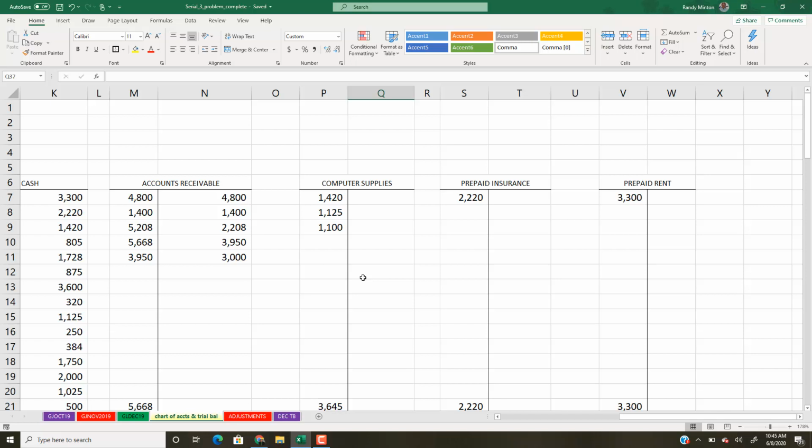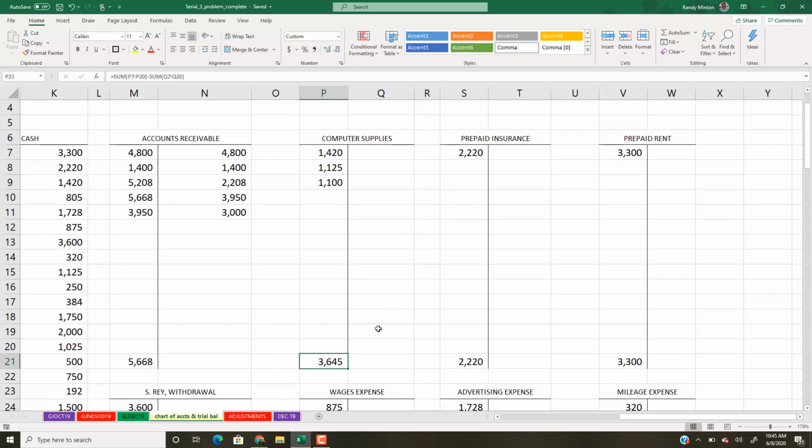And so here's what we did. In October, we bought $1,420 worth of those. Then we came back in November and bought $1,125 worth of supplies. And then in December, we bought another $1,100. So on our books, it shows that we have an asset of $3,645, which means that if it's an asset like that, we should be able to go down and get $3,645 for the asset. We obviously cannot do that at this point because we've used a bunch of it up. It's no longer there.